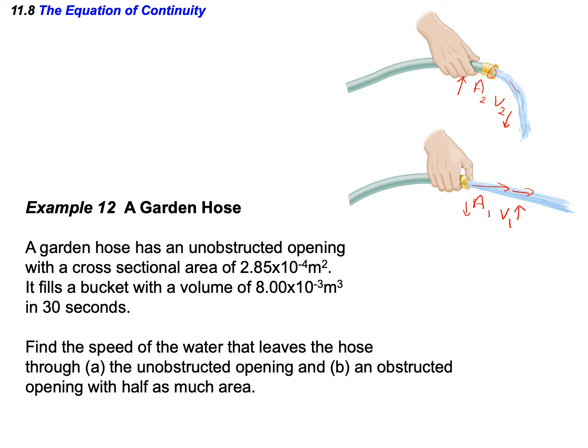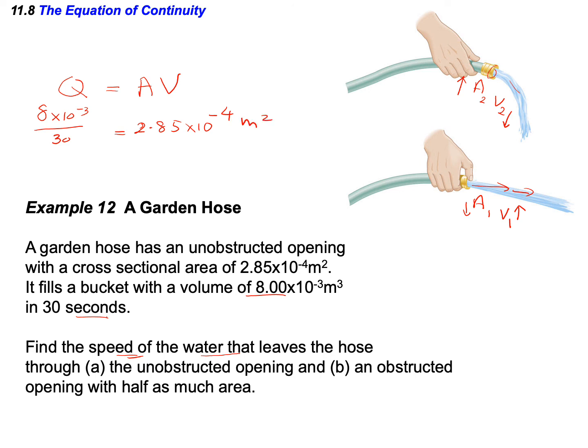So in this example, it says the garden hose has an unobstructed opening. If it is fully open, the cross-section area, which is A2 in our drawing, is given, and it fills a bucket with a volume of 8 times 10 to negative 3 cubic meters in 30 seconds. So from this information, we can find Q, the volume flow rate, which is equal to area times V. Part A is to find the speed of water that leaves the hose, the unobstructed opening. So Q is 8 times 10 to negative 3 cubic meters divided by 30 seconds, which is equal to the cross-section area, 2.85 times 10 to negative 4 square meters, times V.